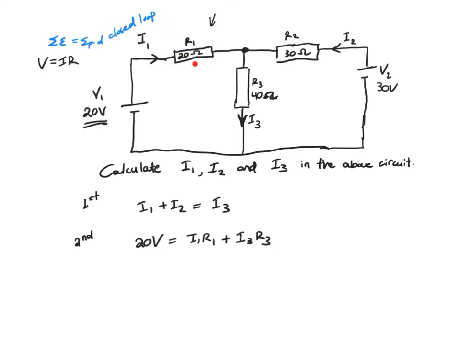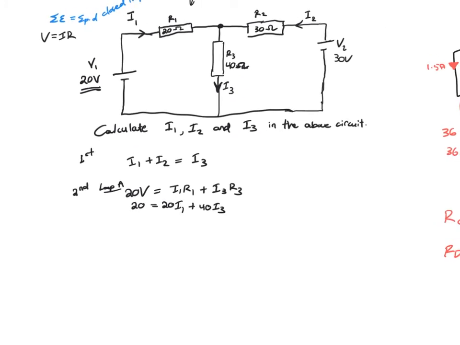Just to remind you again, this is the sum of EMF, which is equal to the sum of the potential difference across this component, which is I times R, plus the potential difference across this component for loop A. Let me write down here, loop A. I'm going to put the resistance values in there so that it makes a proper expression. So that will be 20 is equal to 20 I1 plus 40 I3. So that's loop A.